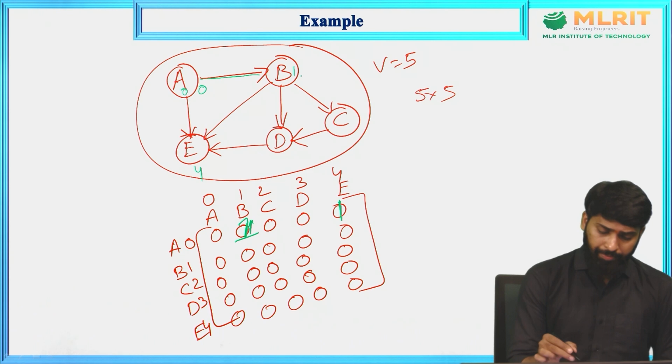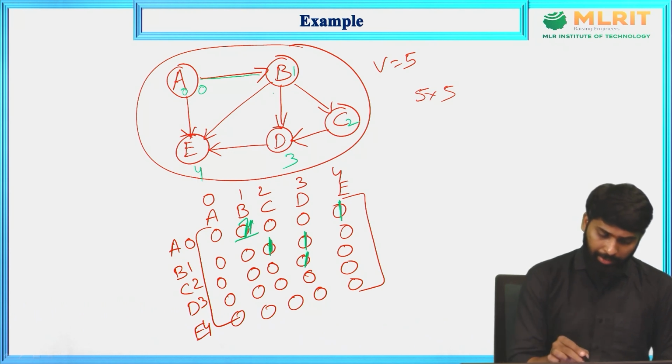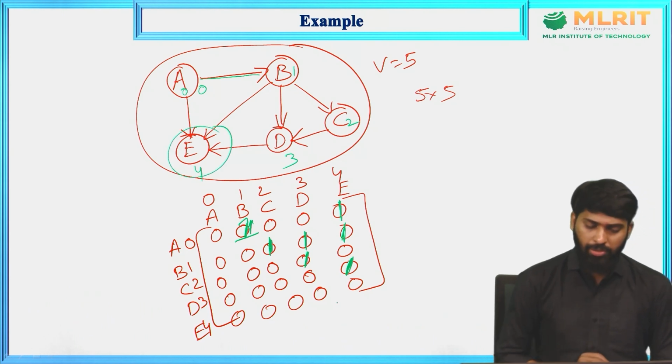Similarly, consider B, C and D as 1, 2 and 3. B to C means 1 to 2, so I mention 1 here. B to D is 1 to 3, also 1. Coming to C, 2 to 3 is 1. For B we have E also, so that is 1. For D we have only one edge, to E, so I mention 1 here. From E we don't have any edge, so all are zeros here.